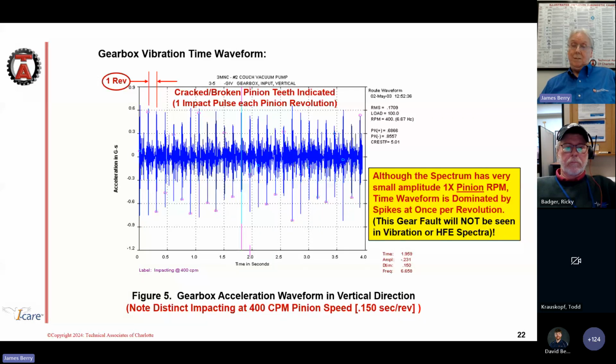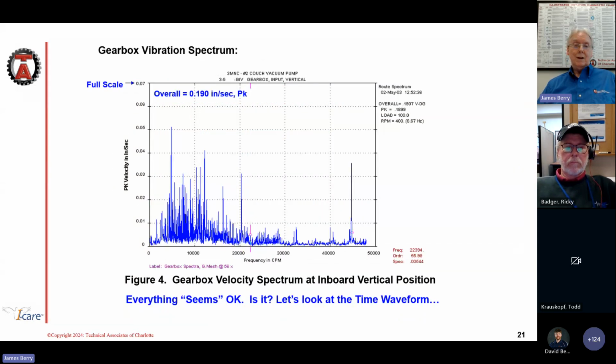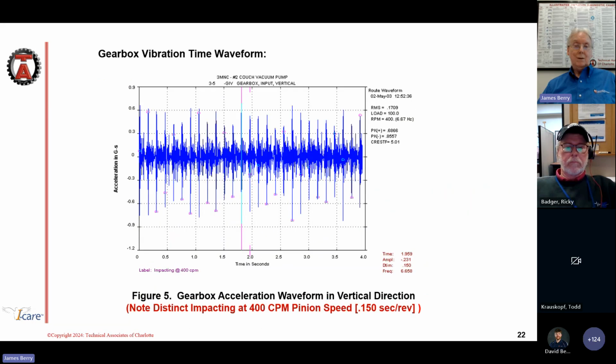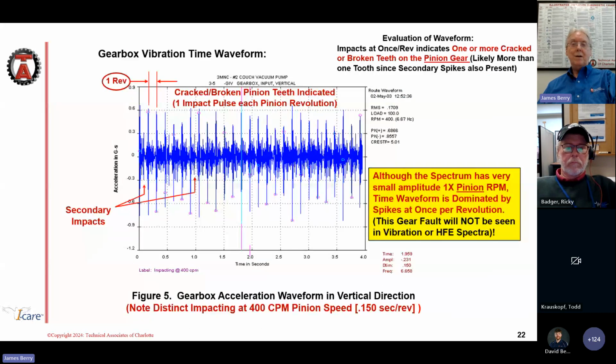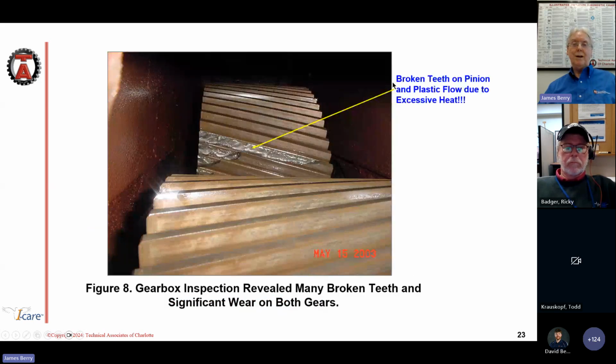And yet, as far as the spectrum is concerned, what did it say? Everything's fine. Well, it wasn't fine. What is the problem? Let's take a look at it. By the way, the secondary impacts are telling you that it's occurring not only at once per rev, but you also see intervening things, letting you know that this problem is not isolated to just one tooth. It's actually spread out to other teeth. Once you start looking at waveforms, you'll be able to see that.